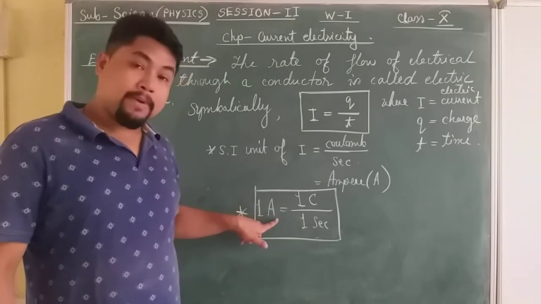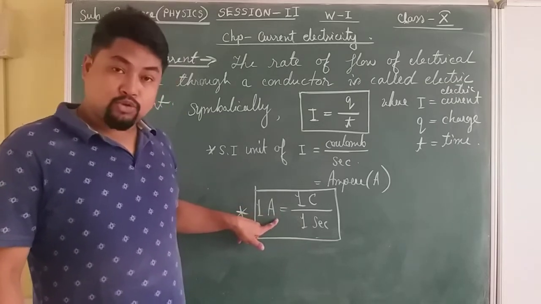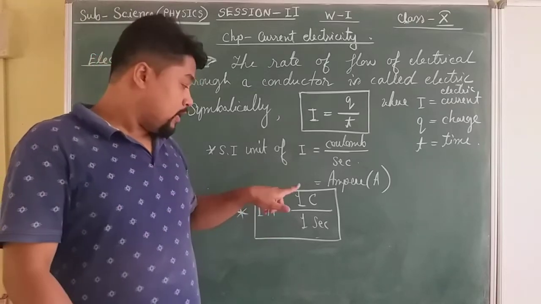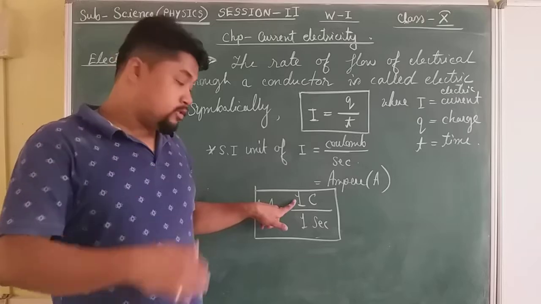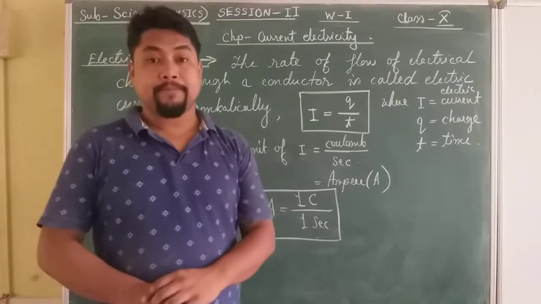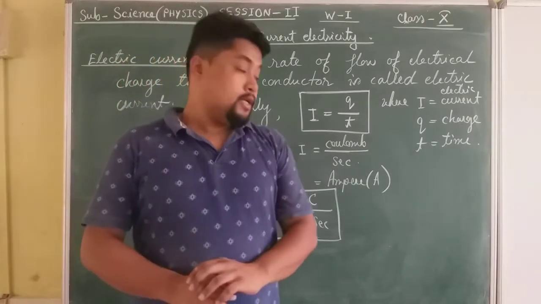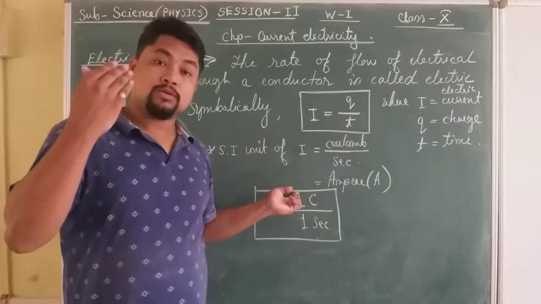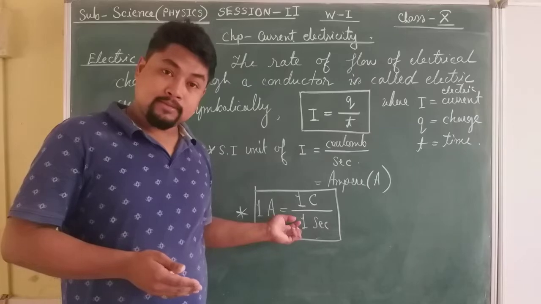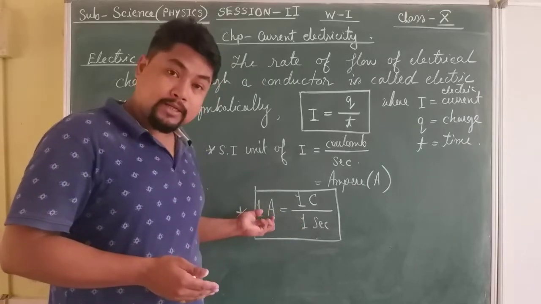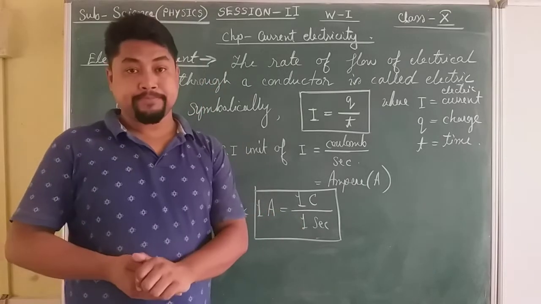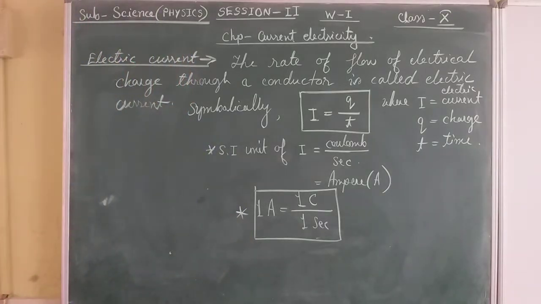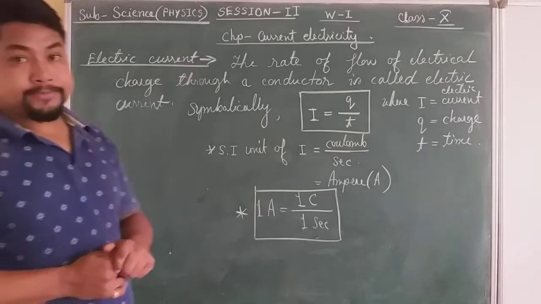So, 1 ampere is the amount of current passing through a conductor when 1 coulomb of charge passes through the conductor in 1 second. Right? If 1 coulomb of charge is passing through a conductor in 1 second, then the amount of current is said to be 1 ampere. Okay? So this is the definition of electric current.